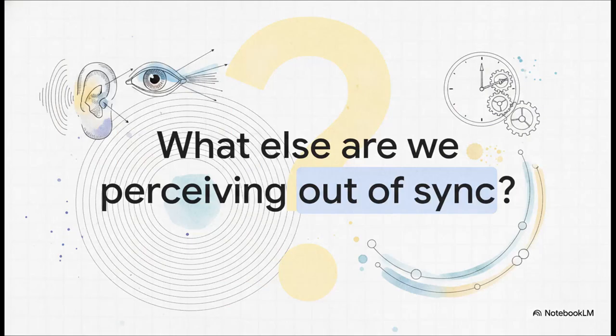Which kind of leaves us with a pretty profound thought as we wrap up this explainer. Everything we've looked at today proves that our senses are processing events on a delay, all based on the physics of vibrations and what they're traveling through. So, it really makes you wonder if our eyes and our ears are perceiving the exact same event at totally different speeds. What else in our everyday reality are we missing or perceiving totally out of sync? Definitely something to chew on as you go about your day.